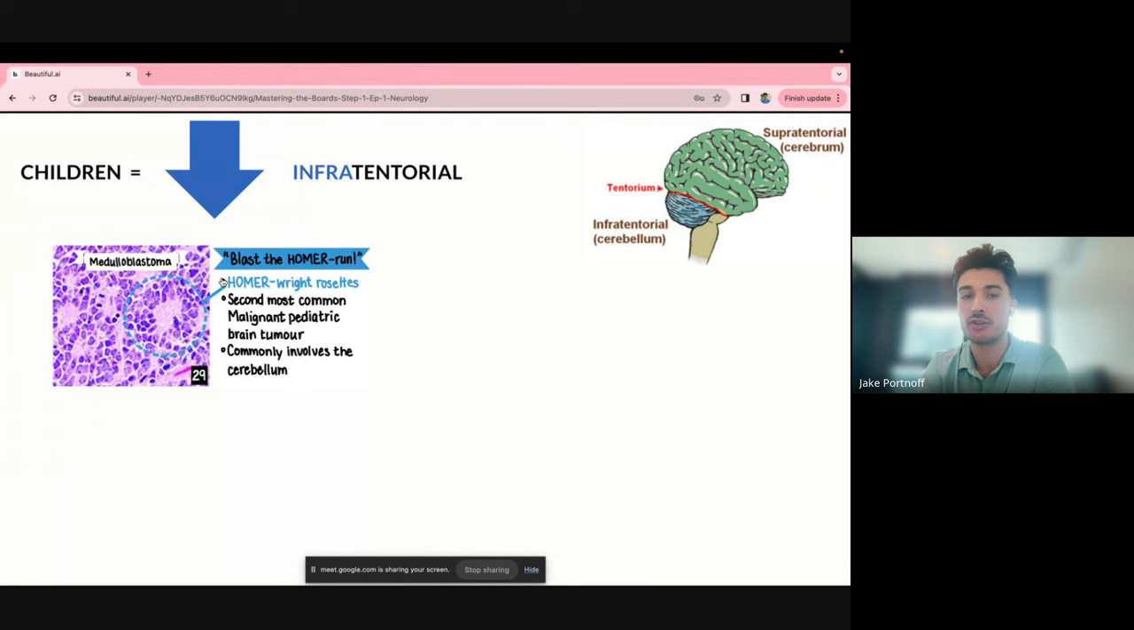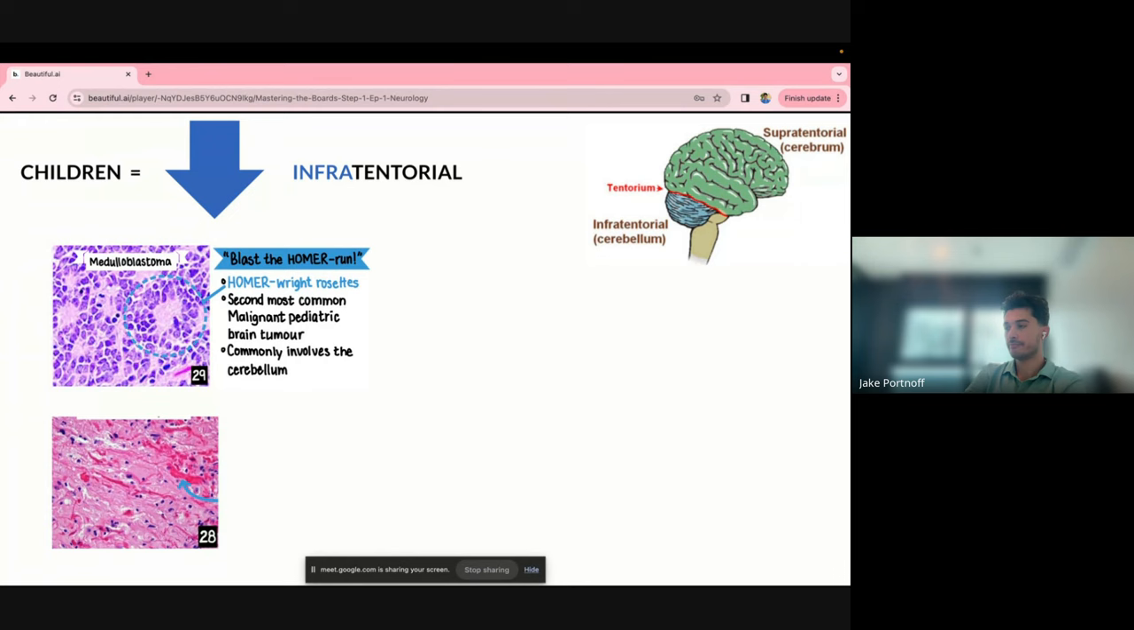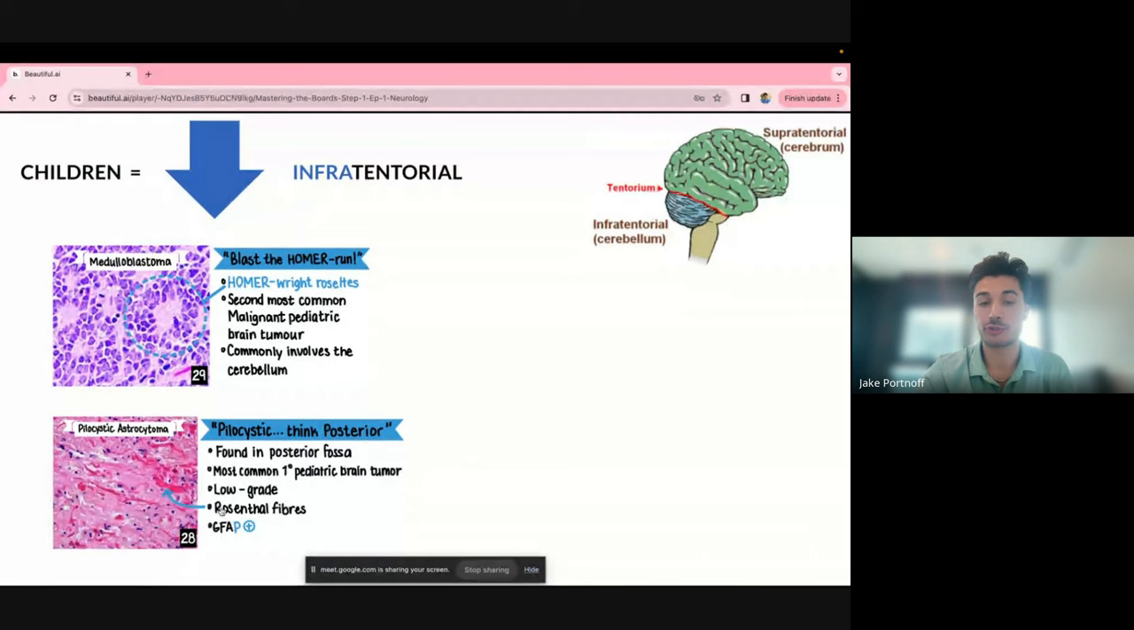Okay, next one. What is this, guys? Put your answers in the chat box. There's no wrong answers right now. Pilocytic, yep. If you're saying pilocytic, you are absolutely correct. These are going to be your Rosenthal fibers, guys. This is also going to be part of that lineage of your GFAP positive.